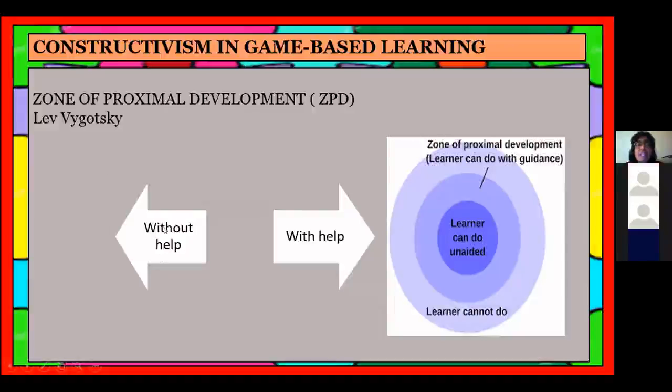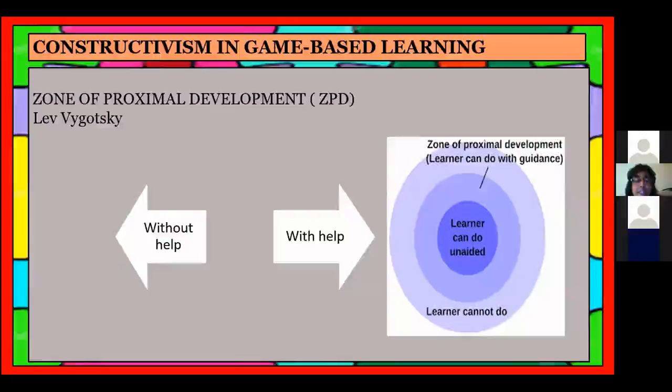What I'm trying to say is this zone of proximal development allows the child to understand to what extent he is able to use his prior knowledge in order to complete a particular task, and to what extent he is able to complete the task with the help of the teacher. So according to Vygotsky, the aim of the teacher should be to guide the learners so that all the learners reach a particular stage where they can become independent learners.